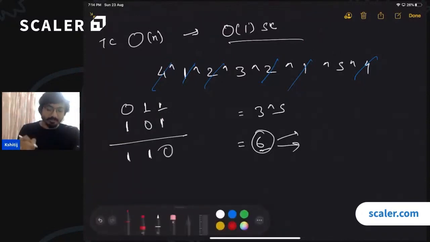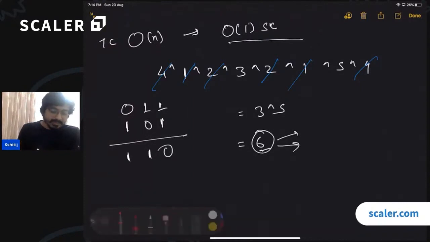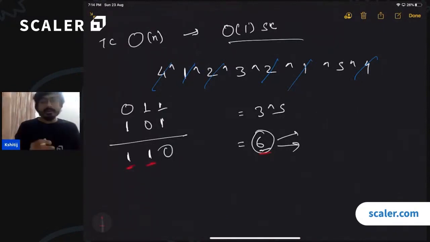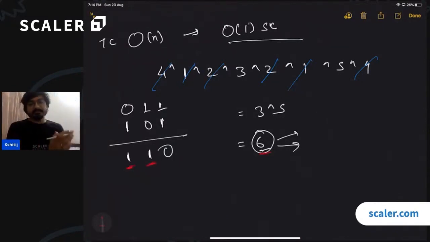Now, if I ask you what the set bits in this number 6 are signifying? Both these set bits, what are they signifying? Is there any information hidden in them about the two numbers? Is there any relation between the two numbers which is encrypted in this number?